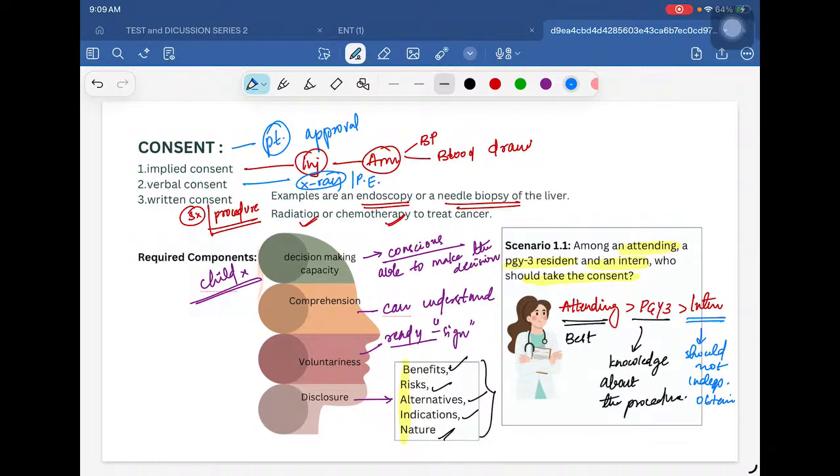Alright, so this is about consent. If they're asking who is the best, it would be the attending. PGY3 is also fine, considering they know what procedure they are doing and everything about it. And if you're talking about an intern, they can independently obtain consent only if they are very experienced and no one is available, in very rare situations. Better would be the attending and then PGY3.